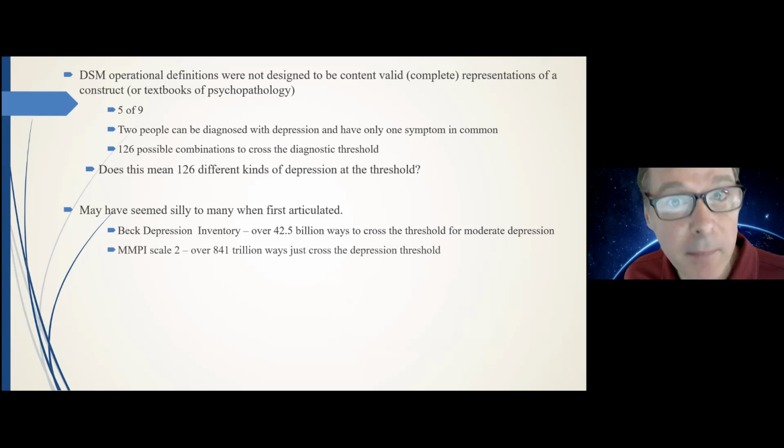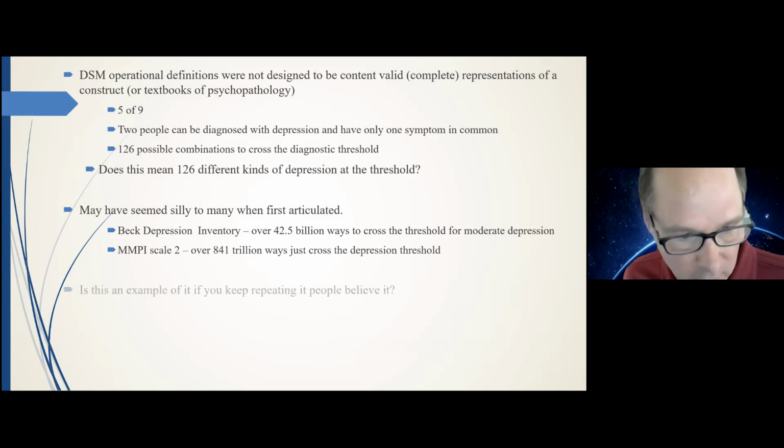If we look at the MMPI, the Minnesota Multiphasic Personality Inventory, Scale 2, which is a depression scale, has 55 items on it. This is a lot easier to do the math on because it's just yes or no. You need a score of 21 to be considered a clinically significant score on depression. There are over 841 trillion ways just to cross the depression threshold. And on the MMPI with 55 items, 2 people can cross the depression threshold and not answer any items the same way.